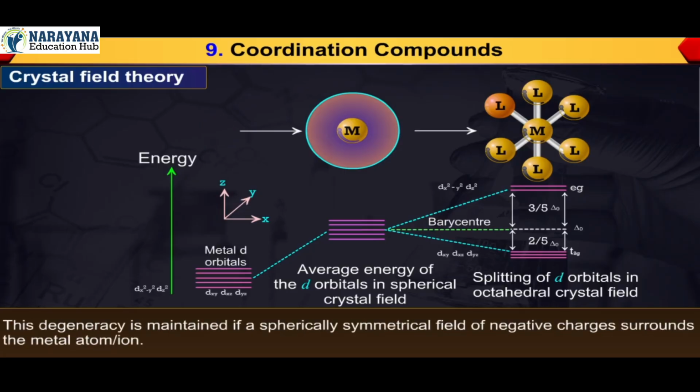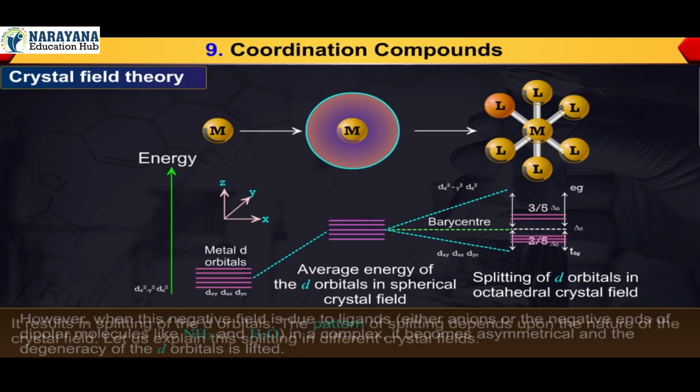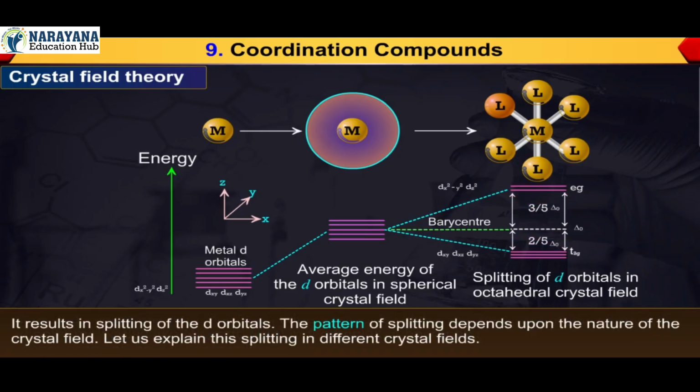This degeneracy is maintained if a spherically symmetrical field of negative charges surrounds the metal atom or ion. However, when this negative field is due to ligands, that is, either anions or the negative ends of dipolar molecules like NH3 and H2O, in a complex, it becomes asymmetrical and the degeneracy of the d orbitals is lifted. It results in splitting of the d orbitals. The pattern of splitting depends upon the nature of the crystal field. Let us explain this splitting in different crystal fields.